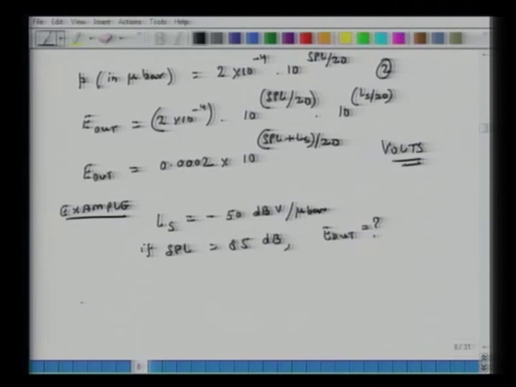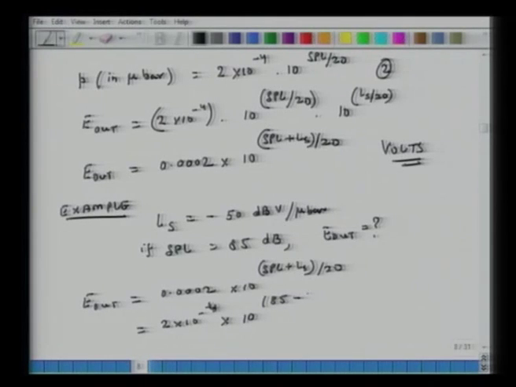So I just essentially use this relation, E out equals 0.0002 times 10 to the power of SPL plus LS divided by 20, and what I get is 2 times 10 to the power of minus 4 times 10 to the power of 85 minus 50, divided by 20. And if I solve this, I get 0.0112 volts.